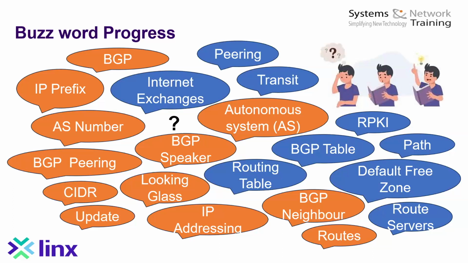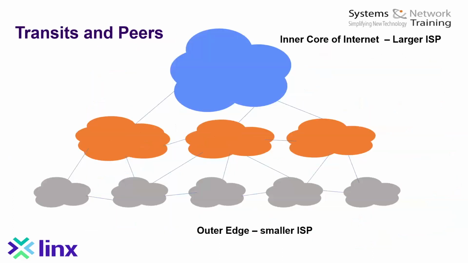Okay, let's move into the second half then. And again, the idea is to illustrate what the next terms will be, the ones in blue here, help you to understand what they mean, and with examples that hopefully make sense to you. So we're going to start off by looking at these terms, transits and peers.